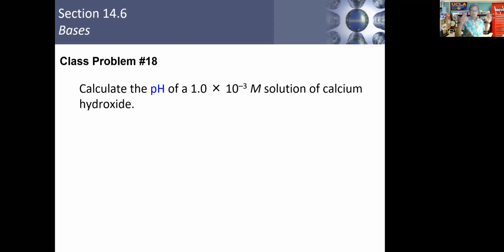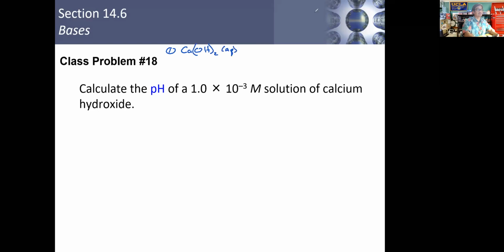Okay, let's take a look at this, you guys. Let's take a look at this here. Now, let's consider the 2 equilibria that are occurring here. So calcium hydroxide, again, you should be able to recognize that calcium hydroxide is a strong base. So therefore, the dissociation of calcium hydroxide is going to be aqueous.